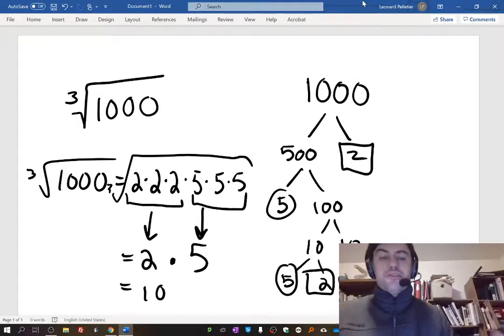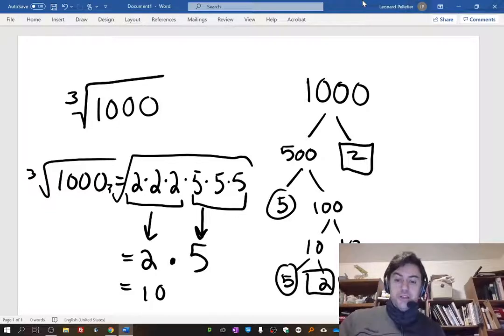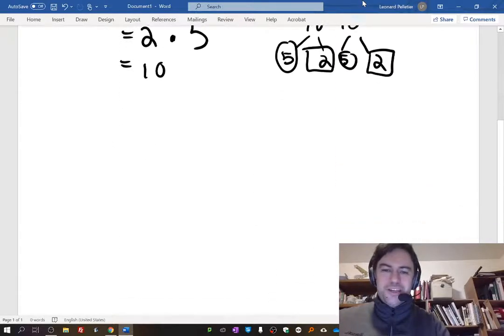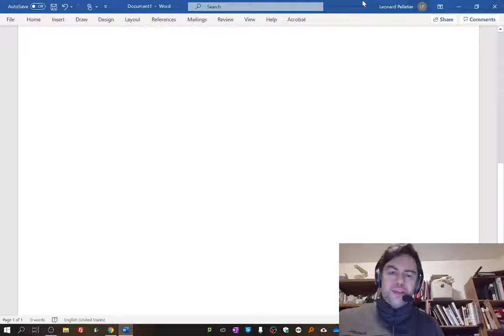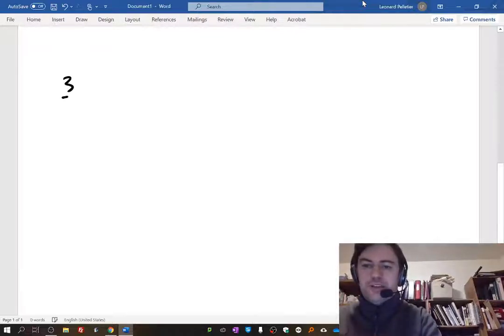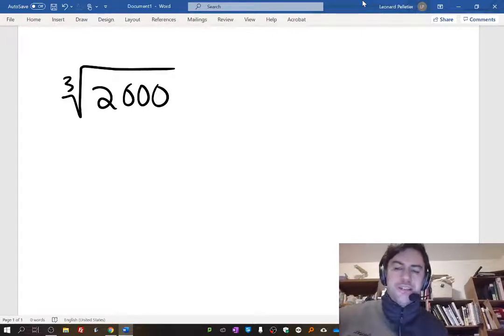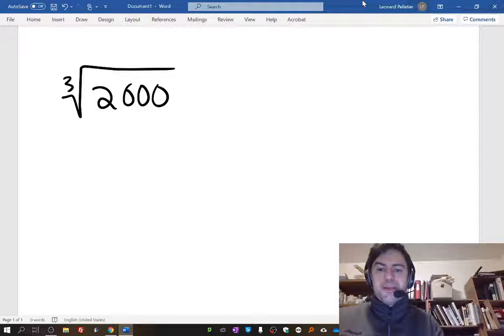You can just look into your factor tree for a number and analyze the triples that you find. And if you find triples, then you just turn each triple into a single and then multiply the results. So that's how I did the cube root of 1,000. You could also do the cube root of 2,000, which would be a little bit harder. And you'll see that it doesn't work out quite as nice. It's not that much different. It's just a little bit extra.